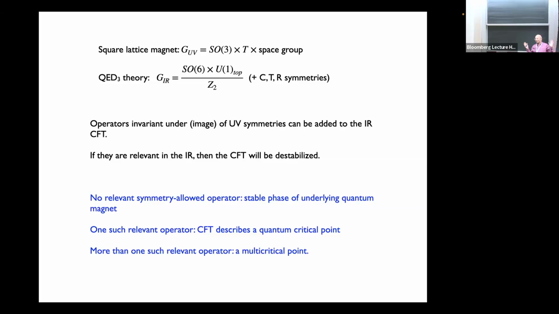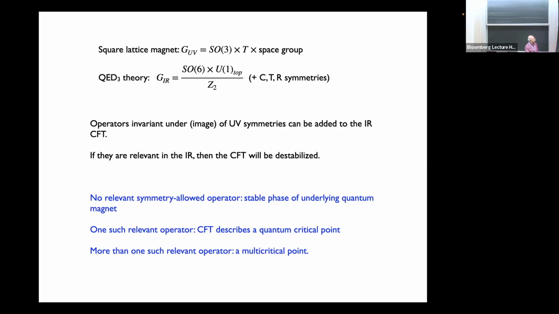They may be irrelevant, but I have to answer that question first. Now, there's no symmetry-allowed operator that's relevant. Then the CFT will describe a stable phase of the original UV lattice system. I won't know where in parameter space I'll find that stable phase, but it must exist.